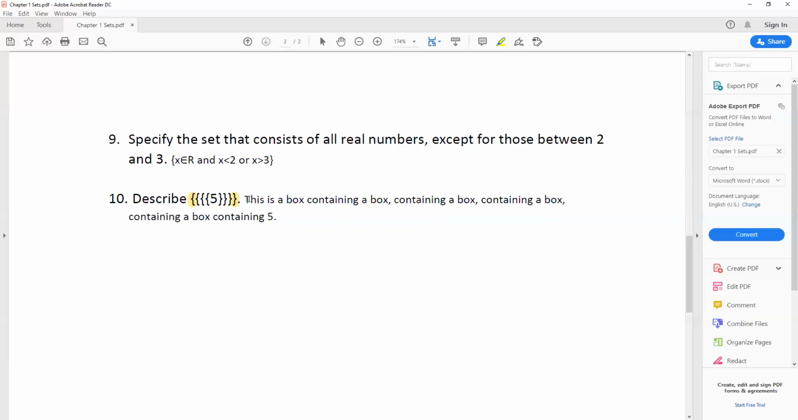That takes care of the first part. This is a box containing a box. Well, the second box would be the second set of braces. And then we have a box containing a box, which would take care of the third set. But notice that the last box actually contains 5, the number 5. So to read this would be to say, this is a box containing a box containing a box containing a box containing 5.